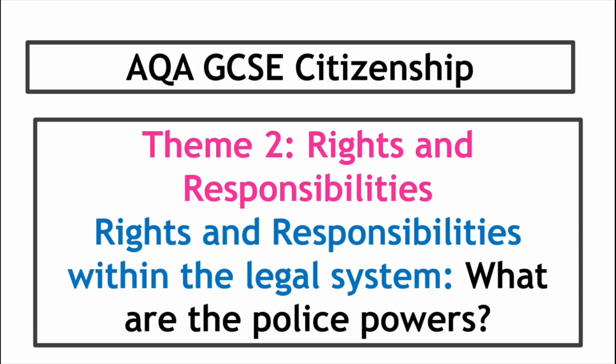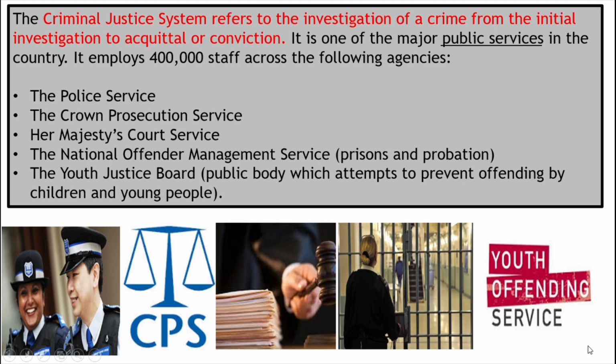Today we're looking at Theme 2, Rights and Responsibilities, of the AQA GCSE Citizenship course. We're looking at rights and responsibilities within the legal system, specifically what the police powers are. The criminal justice system refers to the investigation of a crime from the initial investigation to acquittal or conviction.